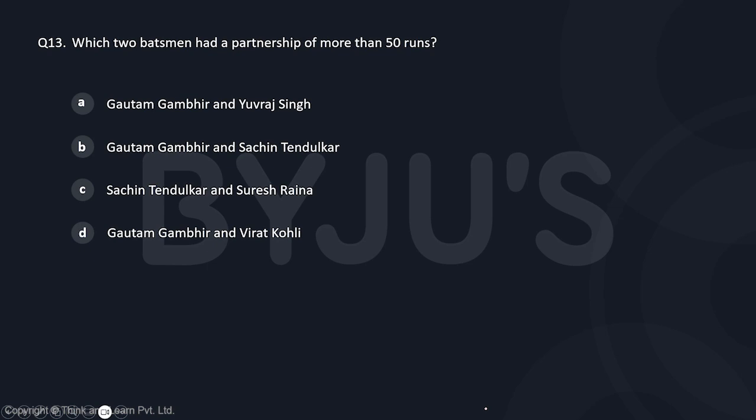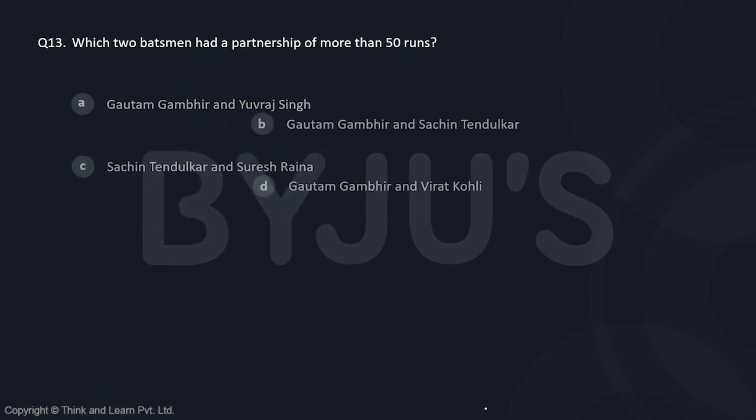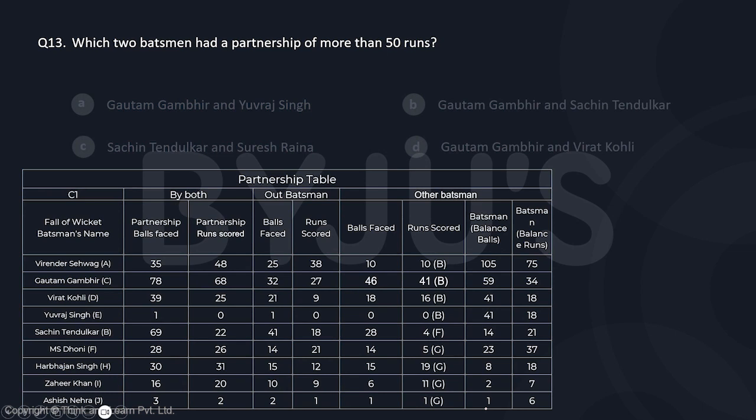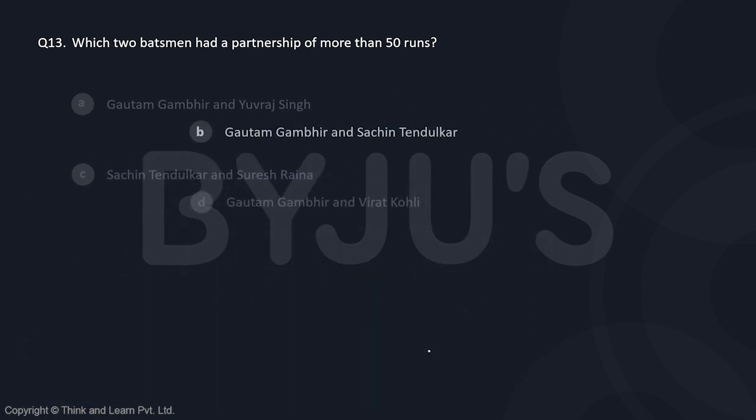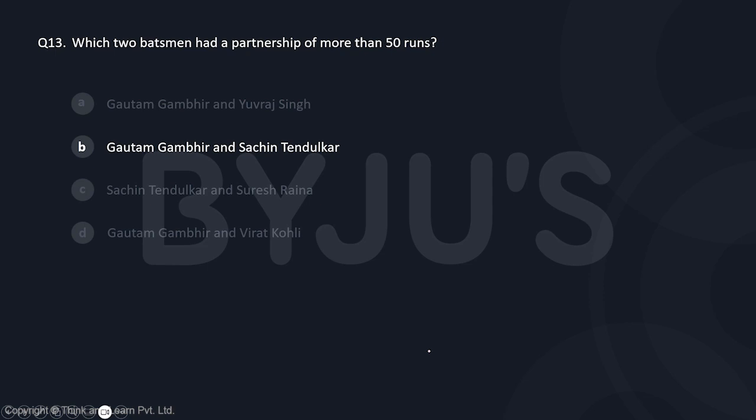Which two batsmen had a partnership of more than 50 runs? So can you see the partnership which is of more than 50 runs? I see a partnership here which is of more than 50 runs, which was between Gautam Gambhir and B, which is Sachin Tendulkar. So Gautam Gambhir and Sachin Tendulkar, are they there? Yes, option B is there, though there was another partnership between Sachin Tendulkar and F, right, which is MS Dhoni. But Sachin Tendulkar and MS Dhoni is not given in the options. So from the given options, I can say Gautam Gambhir and Sachin Tendulkar have a partnership of more than 50.